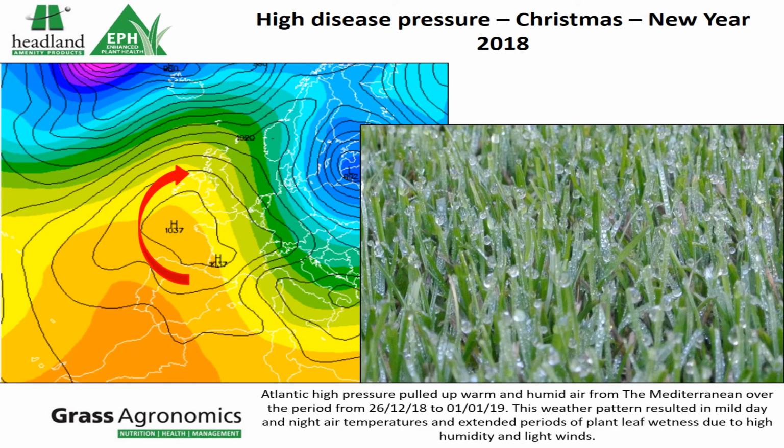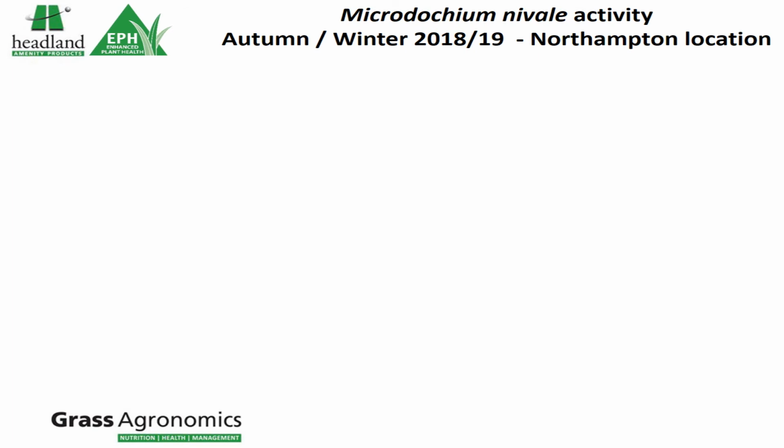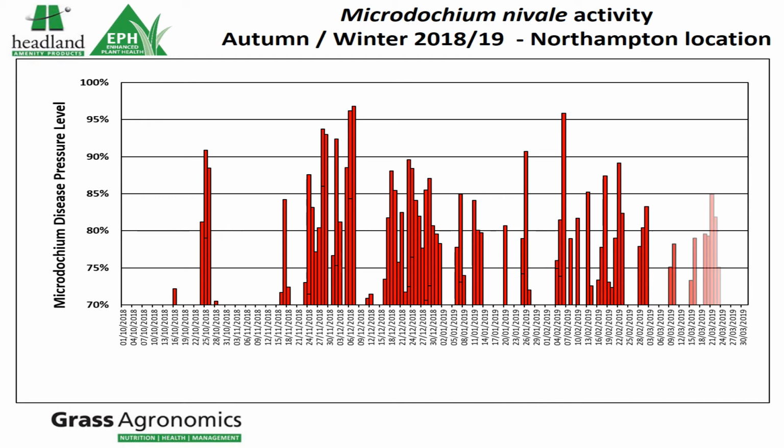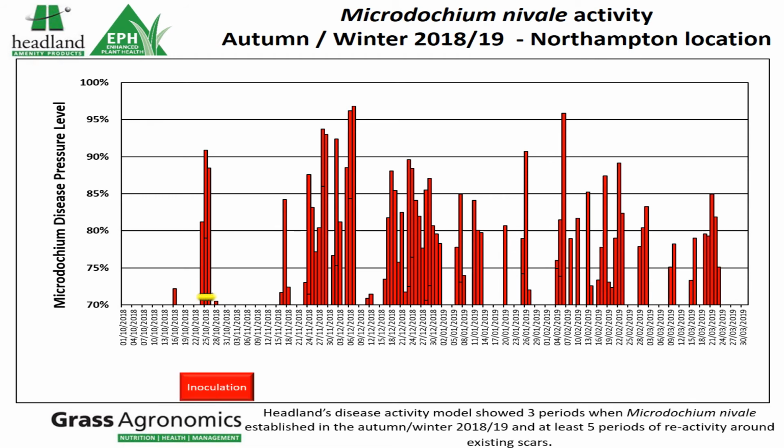Many of you will remember the period between Christmas and New Year 2018, where warm air and light winds came up from the south, giving lengthy periods of leaf wetness, humidity, and higher overnight air temperatures. By taking data from this site in Northamptonshire, UK, disease activity modelling indicates 3 periods of initial infection over this autumn and winter period. You can see the Christmas and New Year period clearly in the third one.